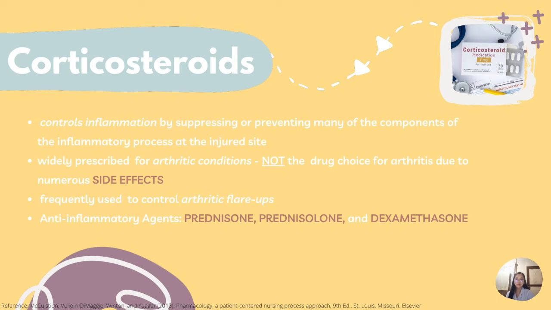Corticosteroids are a group of drugs that control inflammation by suppressing or preventing many of the components of the inflammatory process at the injured site. Corticosteroids have been widely prescribed for arthritic conditions, and although they are not the drug of choice for arthritis because of their numerous side effects, they are frequently used to control arthritic flare-ups. Corticosteroids such as prednisolone and dexamethasone are frequently used as anti-inflammatory agents.